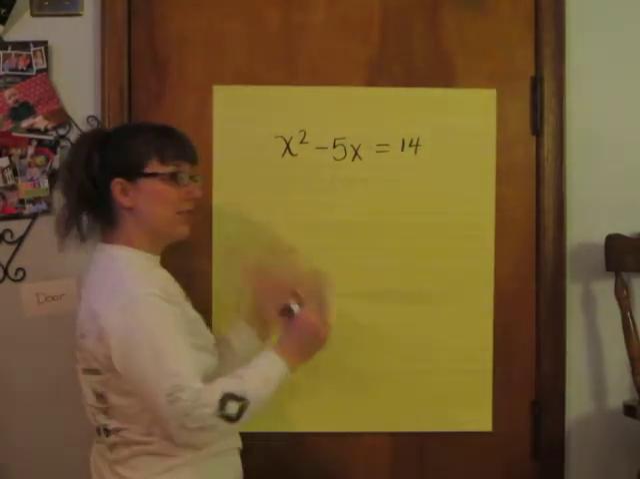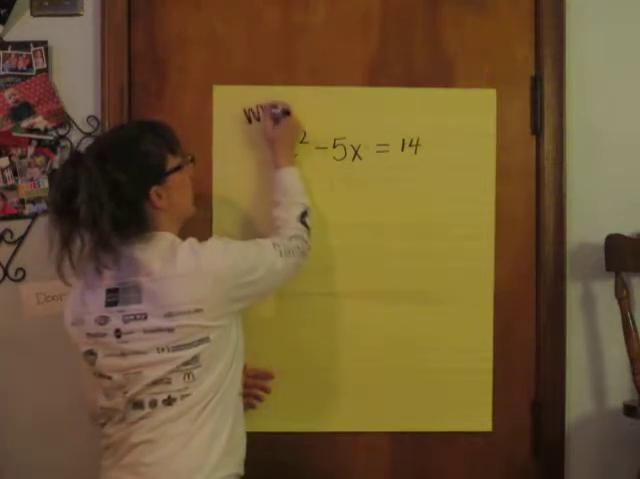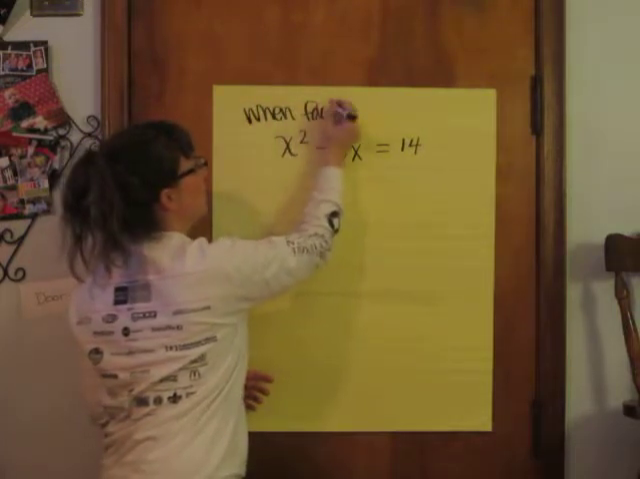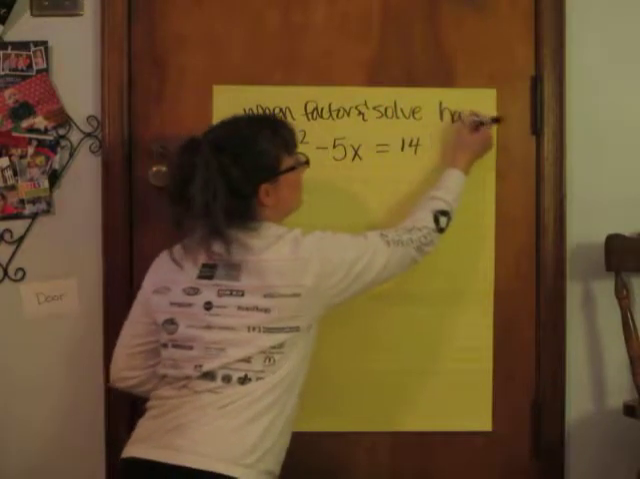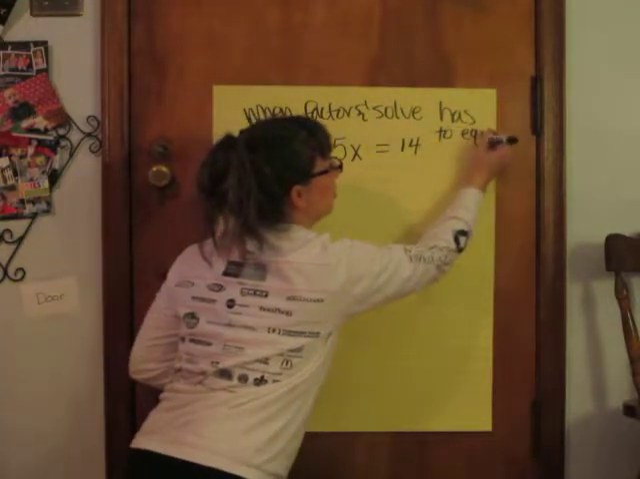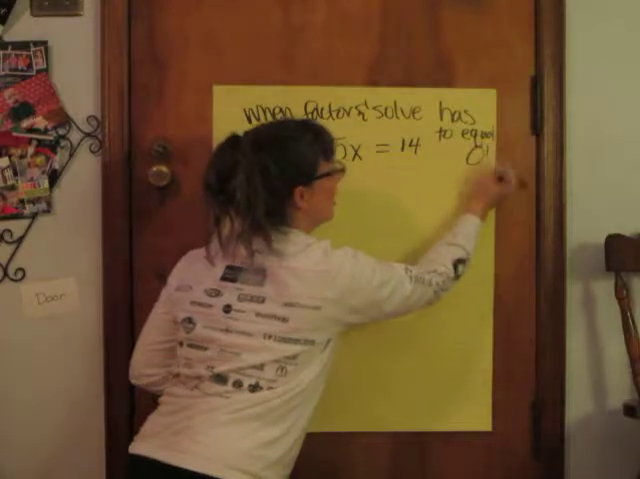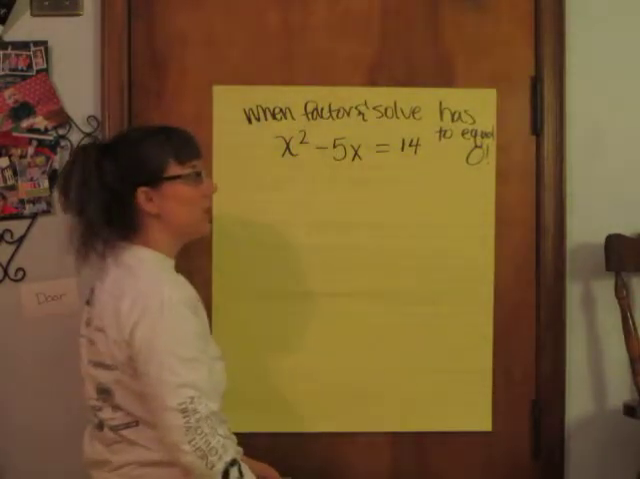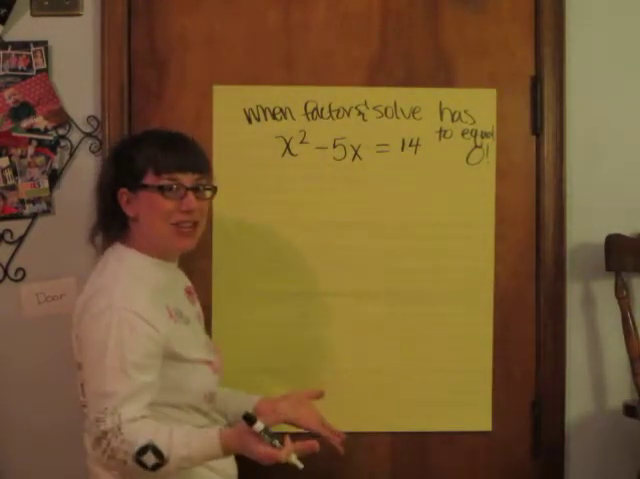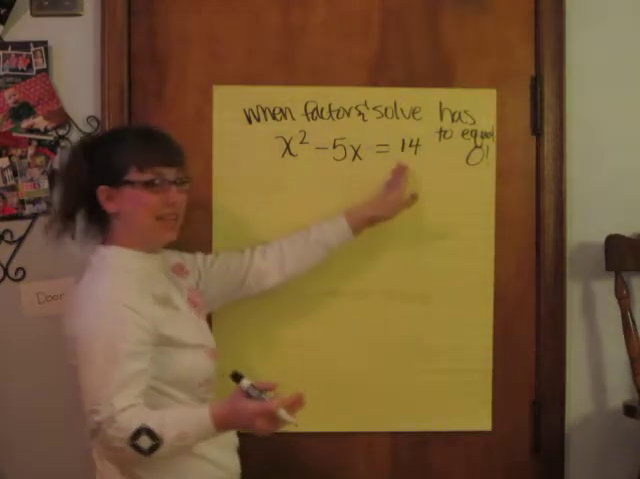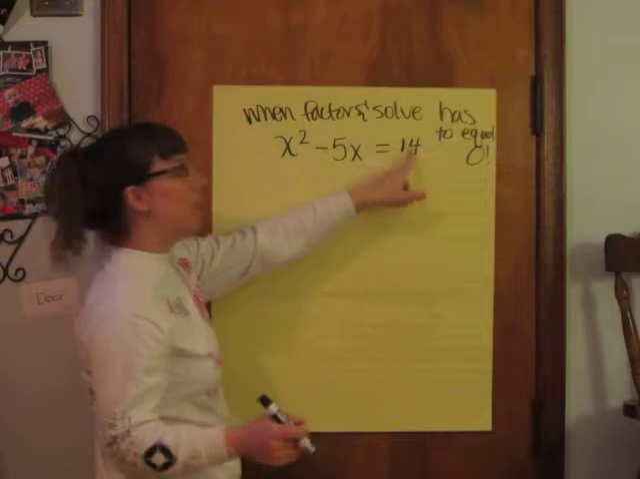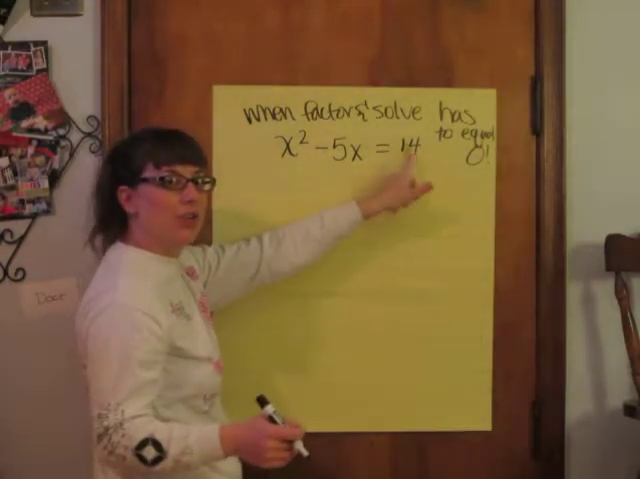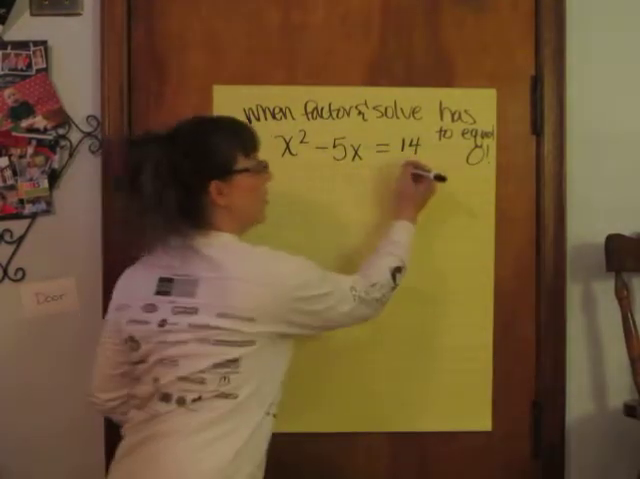Whenever we factor and solve, it has to equal 0. This doesn't equal 0, it equals 14. Good thing we're mathematicians and we can go ahead and make this equal 0. It's really simple. How do I make this be a 0 over here? What would I have to do to 14 to turn that into a 0? I'd have to subtract 14.